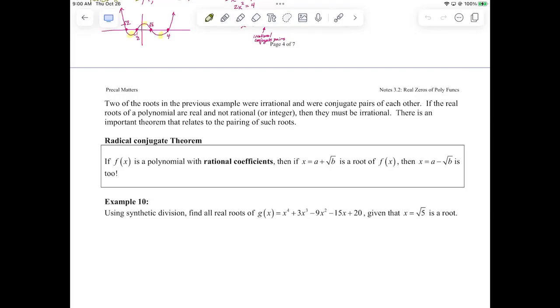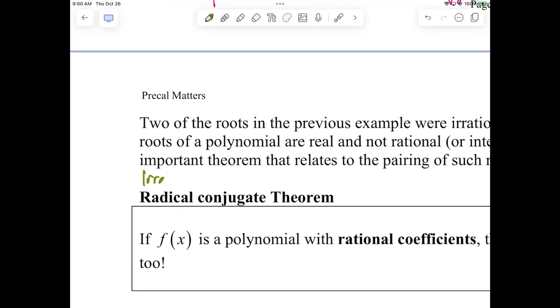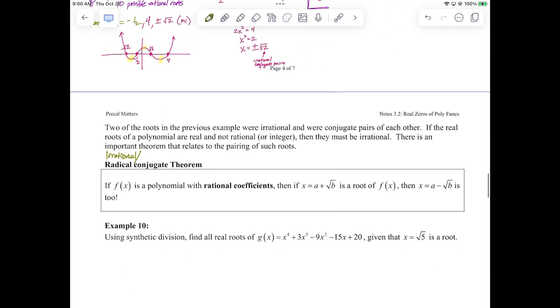Radical conjugate theorem. It's a theorem, right? It's in a box. Very important. It even has its name. It's called the radical conjugate theorem. Sometimes it's called the irrational conjugate theorem. Let's go ahead and write that up here too. Okay. Here's what it says.